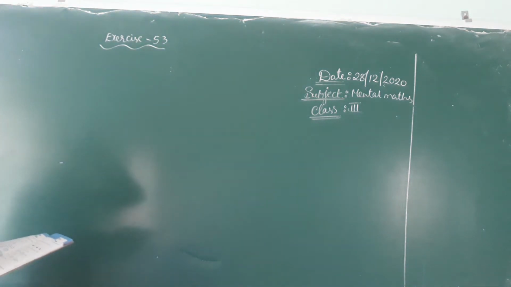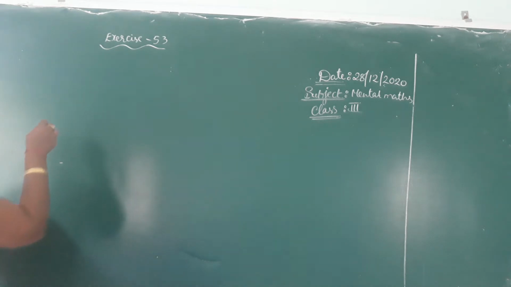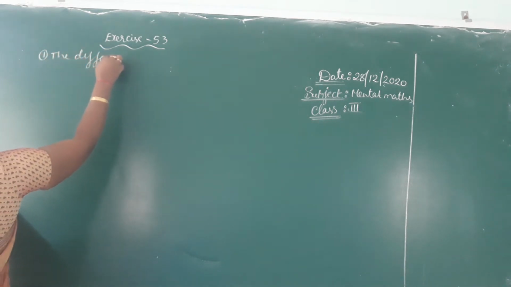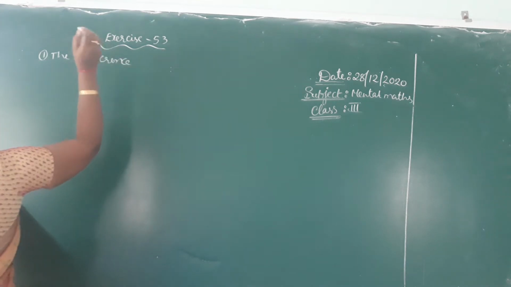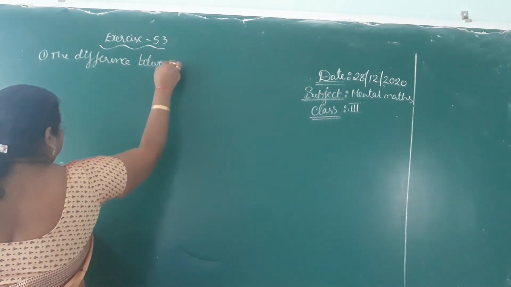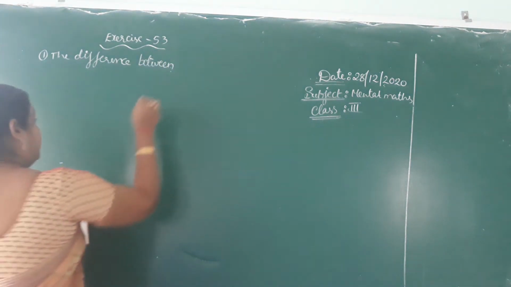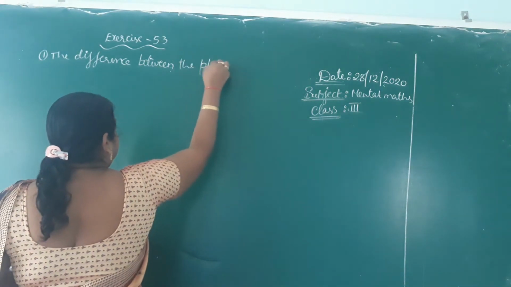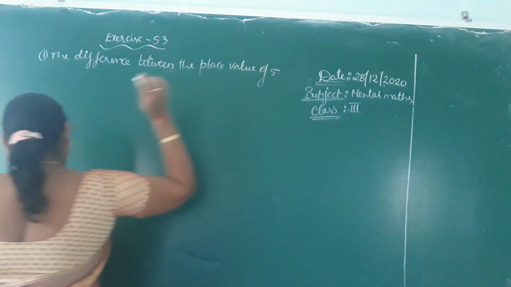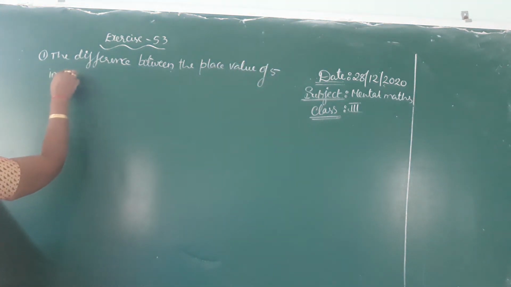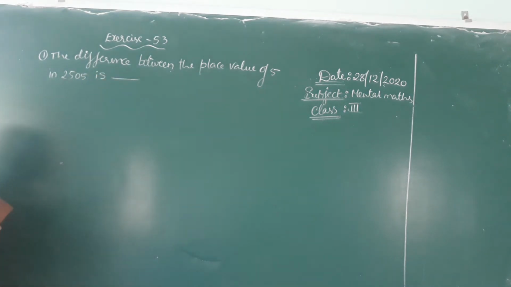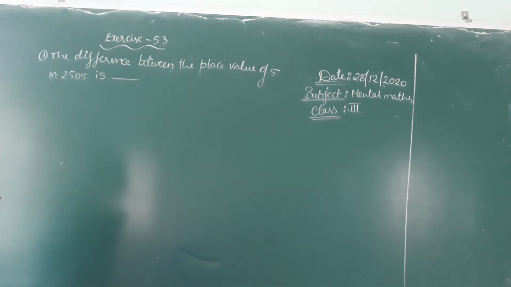Okay, see the first one in that. The difference between the place value of 5 in 2505 is. What are the differences between the place value of 5 in 2505?